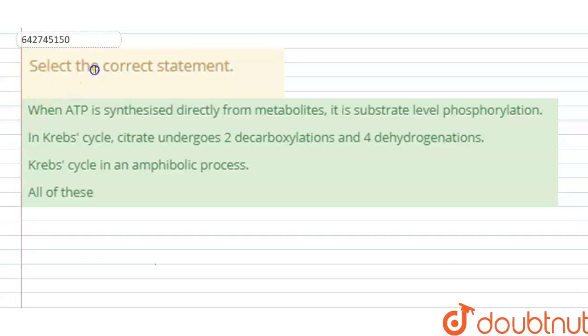Hello everyone. So the question says, select the correct statement. First statement says that the ATP synthesized directly from the metabolized is substrate level phosphorylation. Alright, so what do you mean by this statement?